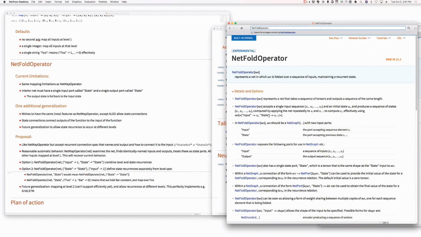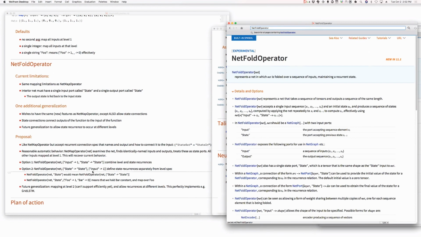Maybe let's just strike out option one as clearly stupid because it's confusing. It's joining the mapping with the state recurrences. All right. Okay. Fine. Okay, so what does this mean here? That's saying expect the net to have an output called state and feed that output called state back into the input called state. A different input. Okay. Then what does this mean?